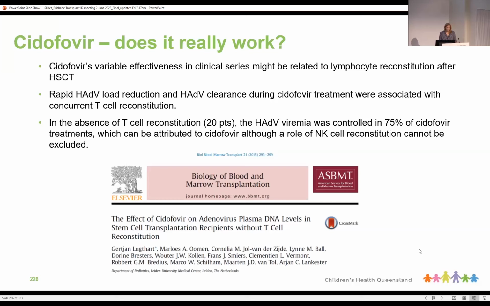Well, this study managed to pull out 20 patients where viremia was controlled in the absence of T cell reconstitution. But when they say controlled, it really kind of means it didn't get worse, but it didn't really get better, I think. So I think the jury is out, but it is very much embedded in our treatment algorithms.